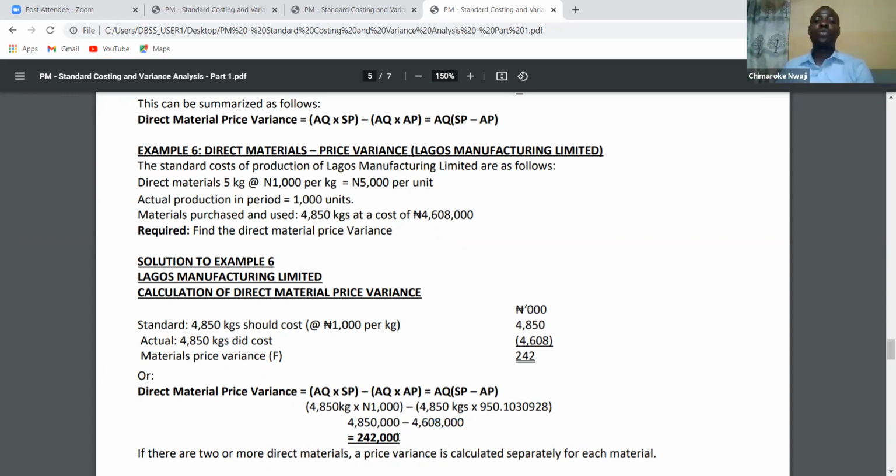If there are two or more direct materials, you need to calculate the price variances for each material. So we have just assumed one material here. If there are two materials, three materials, four materials, you will calculate 2, 3, 4 price variances, as the case may be.